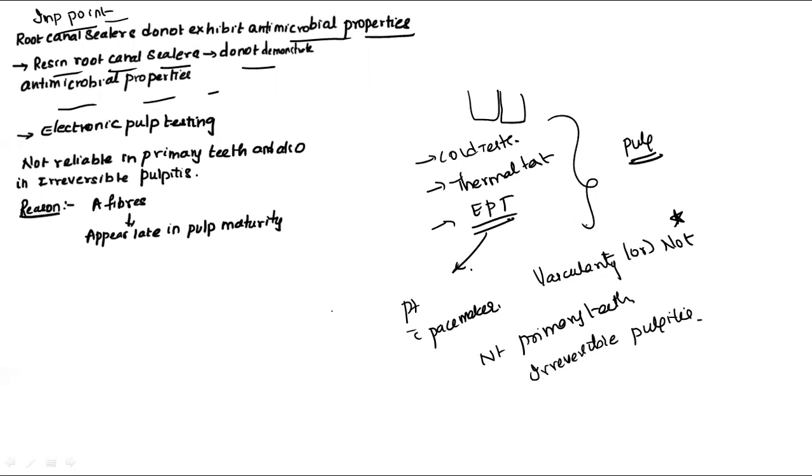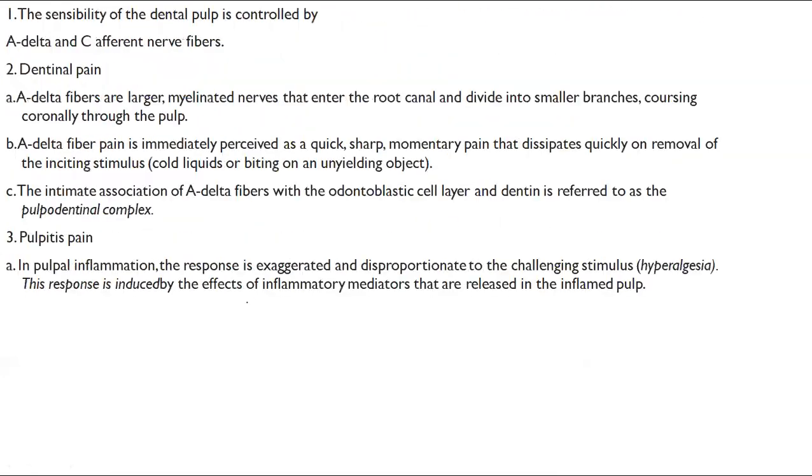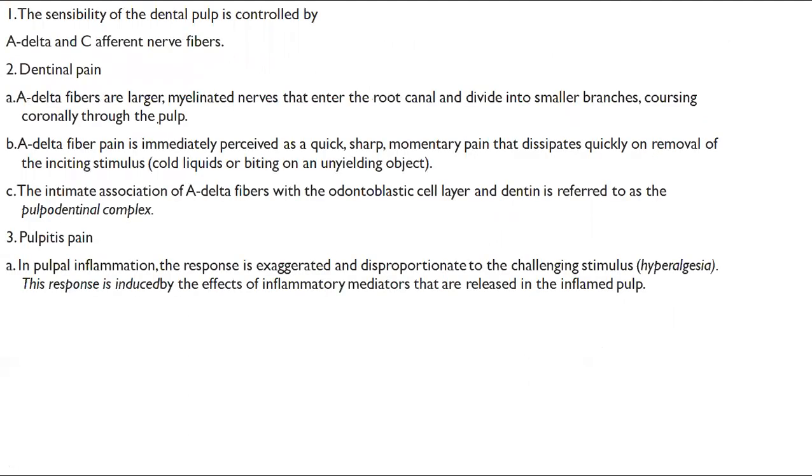Okay, so we know that there are two kinds of fibers, A fibers and C fibers. Let me just go through the explanation that I gave in the previous video. Here I have explained clearly that there are two kinds of fibers in the pulp, A fibers and C fibers. A fibers are myelinated, C fibers are small and unmyelinated. Now you can see that A delta fibers are larger myelinated nerves that enter the root canal and divide into smaller branches, coursing coronally through the pulp.